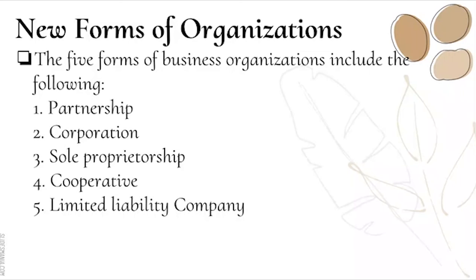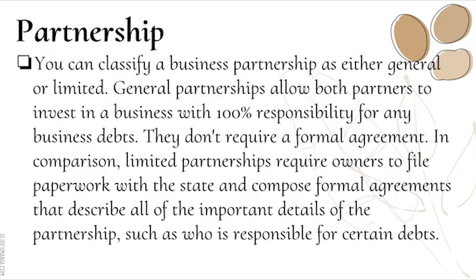Good day, everyone. I am Nathaniel from this group, and I will be reporting on new forms of organization. There are five forms of business organization. The first one is partnership. The second one is corporation. The third one is sole proprietorship. And the fourth one is cooperative, and the last one is limited liability company. So let's go to partnership.